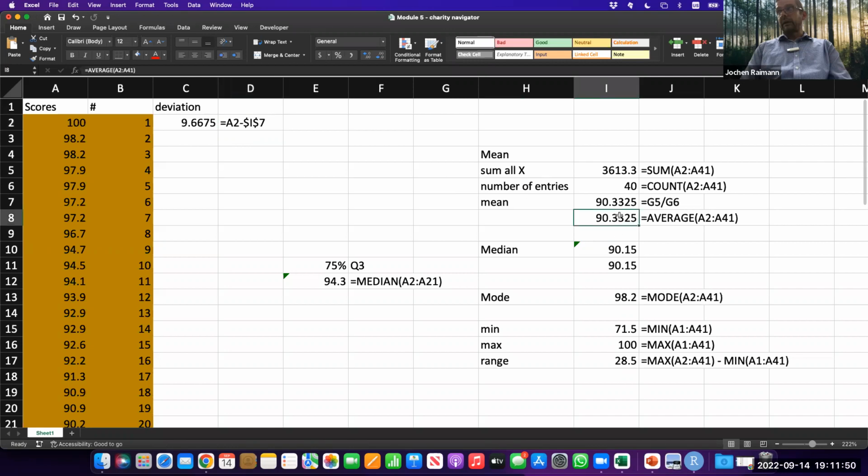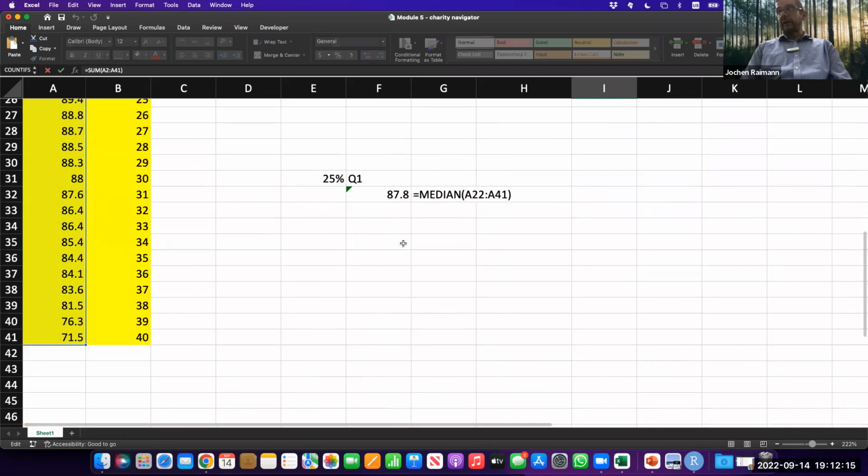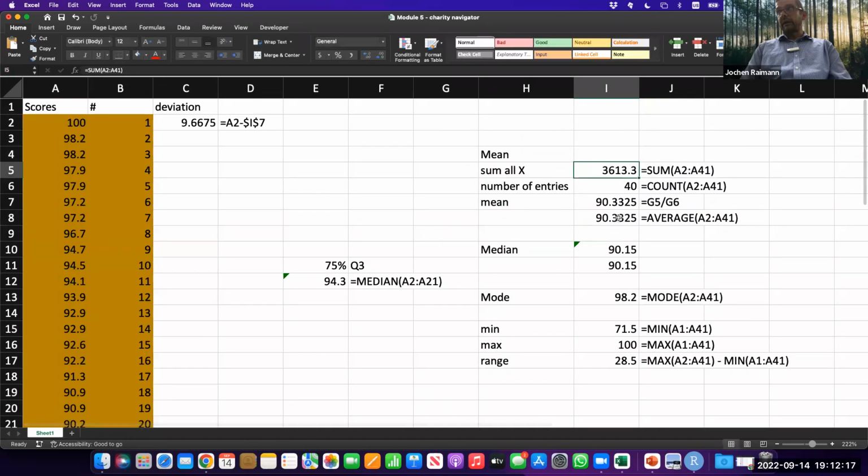Just take the second one. Build a new one with average. I don't know why, because I did sum of A2 to A41, and when I went to it, it's 3696.4. I would need to look at it. We need to evaluate the error. For the sake of time, I would say calculate it with the average function, which is average A2 to A41. That gives you the real mean.